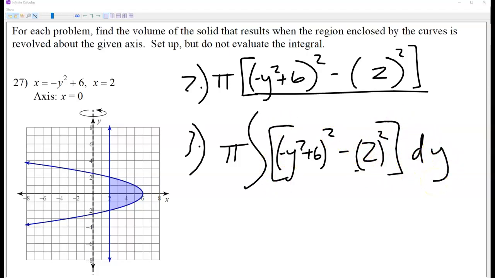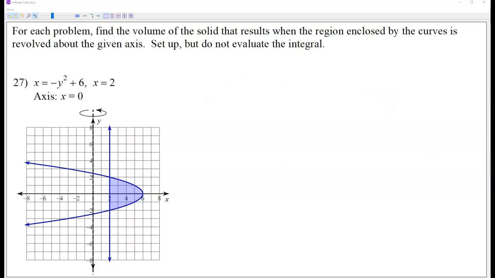Now, it seems pretty simple to me just to square that 2, but I don't think they're going to do it. Let me see. How do they write their answer? I didn't quite finish, by the way, because I didn't include the limits. Yeah, they don't square the 2.